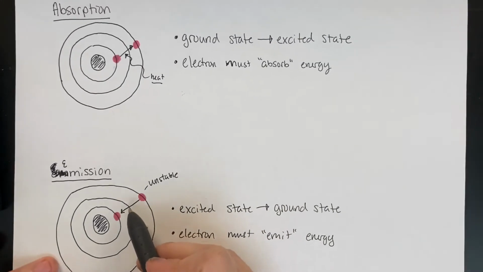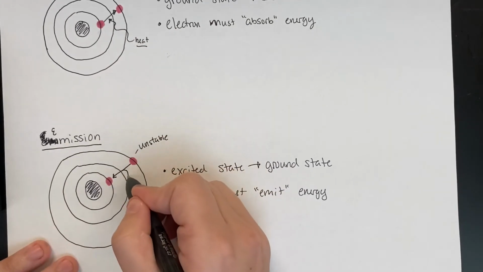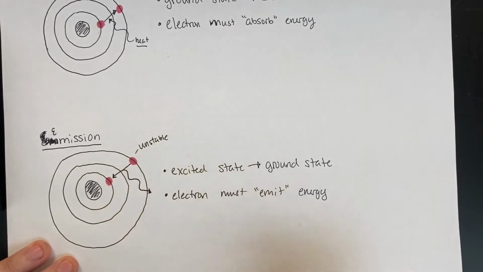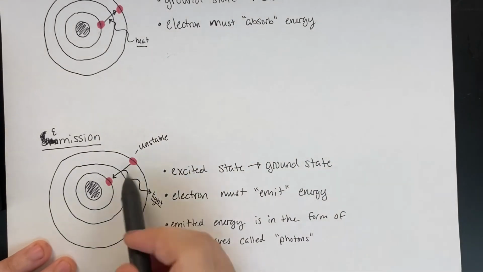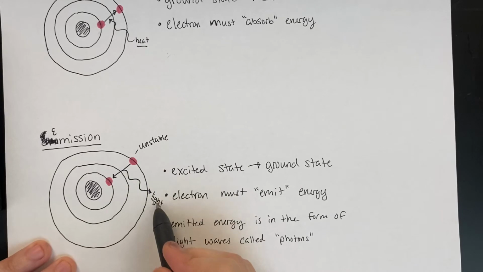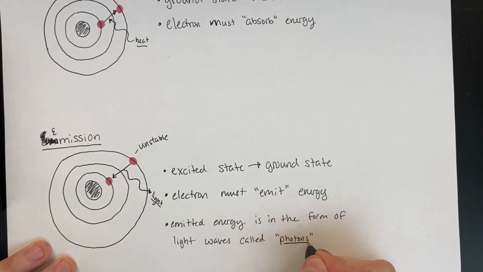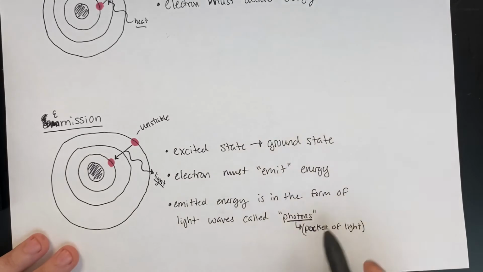So what happens is instead of all that energy that it just absorbed, it has to emit. And when it does this, it's going to emit light. So the energy that it absorbs was in the form of heat, but when it emits it back out, it's going to be in the form of light waves. And there's a specific name for these kind of light waves called photons. And a photon, the best way to explain it, it's just a little packet of light.